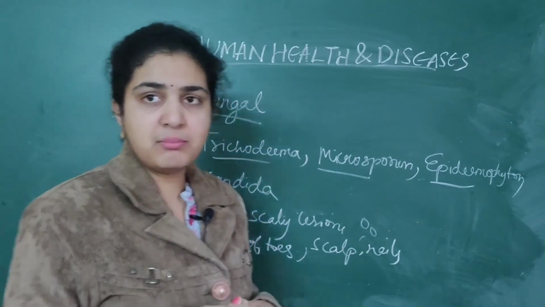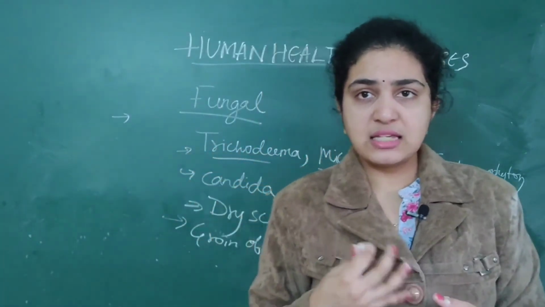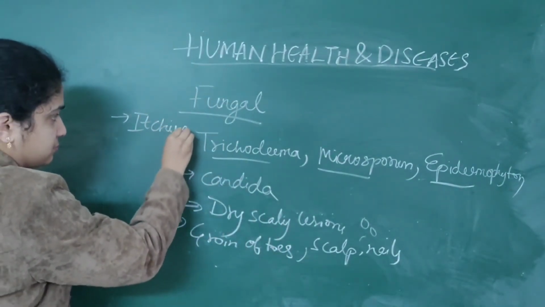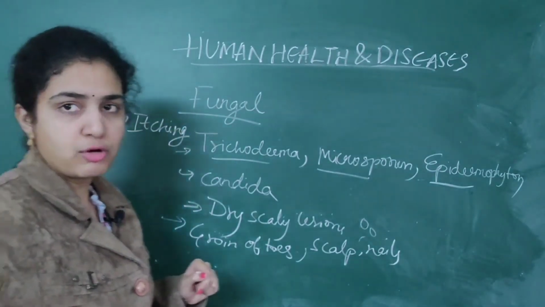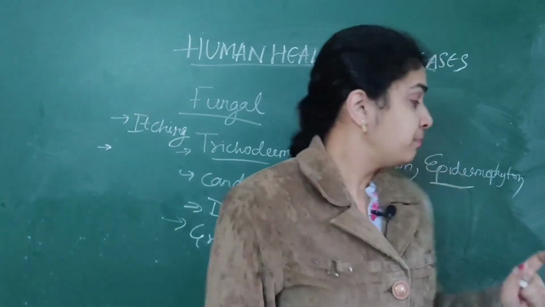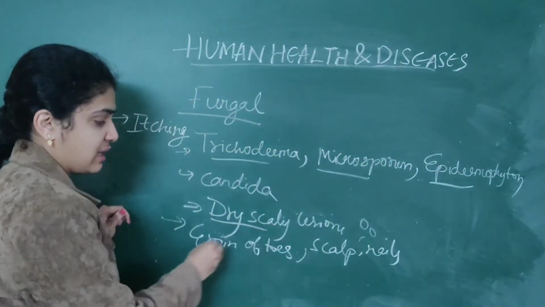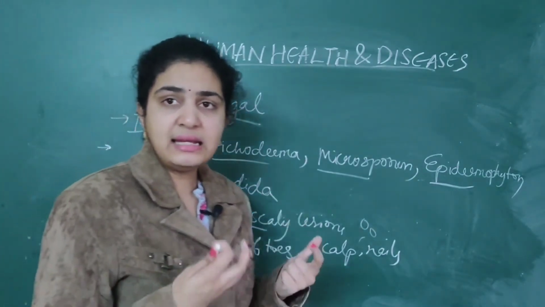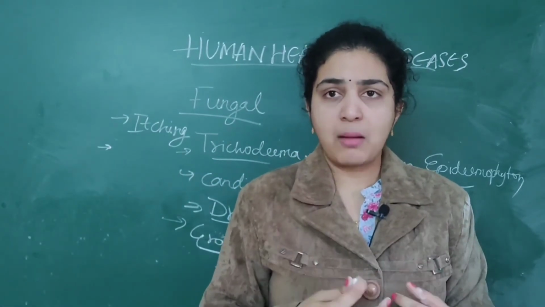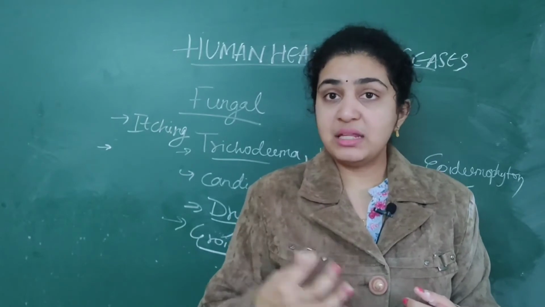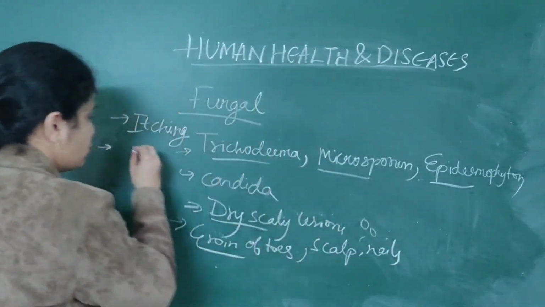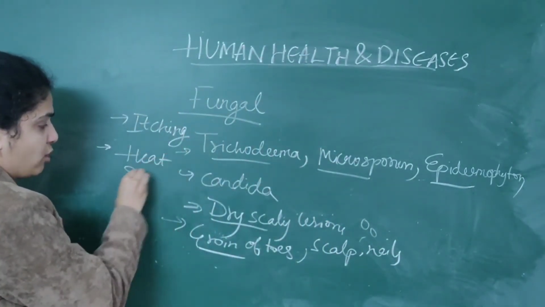Then the main symptom is that you will suffer from intense itching sensations of the body. Later you will see dry scaly lesions, as well as heat and moisture in your body. So much heat will be generated. During summer, heat and moisture help these fungi to survive.